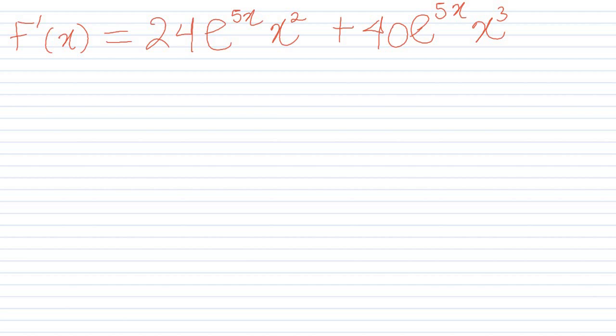If you have some teachers that want you to always factor out your answer, you just have to look for the common factor in this entire question. And what is the common factor? Well, we have e to the 5x can be brought out. We have x squared can be factored out as well. If you bring out x squared from x cubed, you'll be left with x. And then you can bring out e to the 5x.